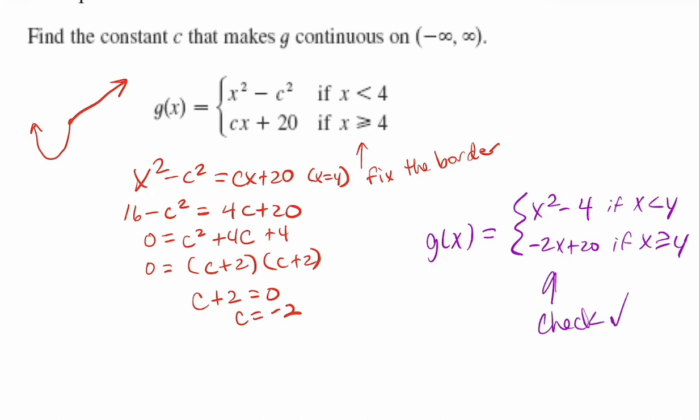And it did work. At the border of 4, they both are going to a height of 12. So we have found the correct c value to make that work. If c is -2, it fixes the border. The only thing that you care about for most piecewise functions is the border value. So the only value of x that we care about is, can we get the value of x being 4 to match? Does that make sense how we did that?